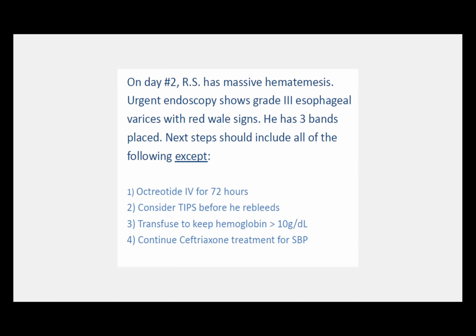So now this patient, he's developing all of the things that would happen to your worst cirrhotic patient. And this stuff actually happens because, like I said, when one thing goes wrong, all of them kind of start to happen. So he's now developed massive hematemesis. He undergoes an urgent endoscopy and they see grade 3 varices. He has bands placed. And what is the other management you want to do for this patient?